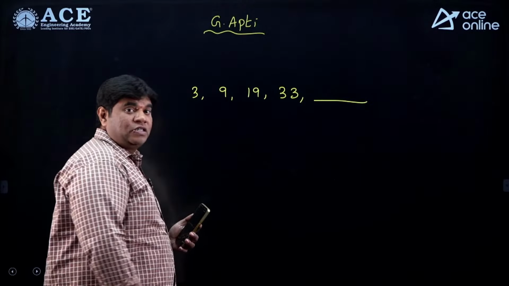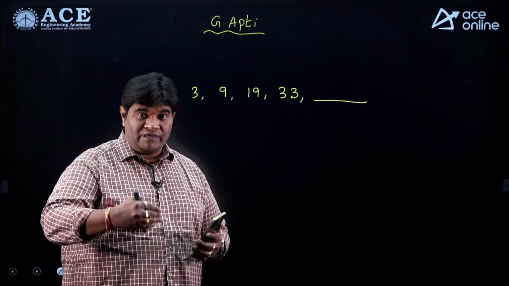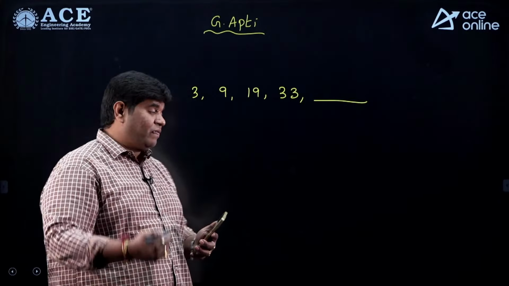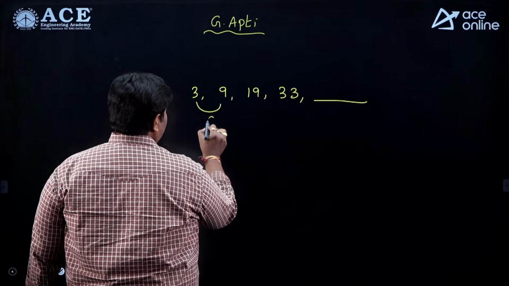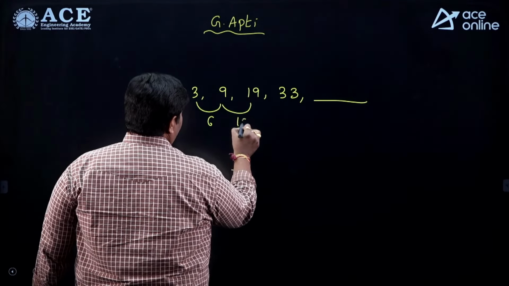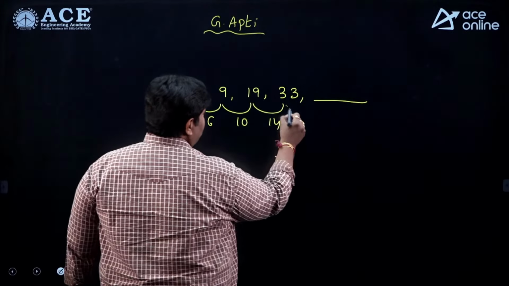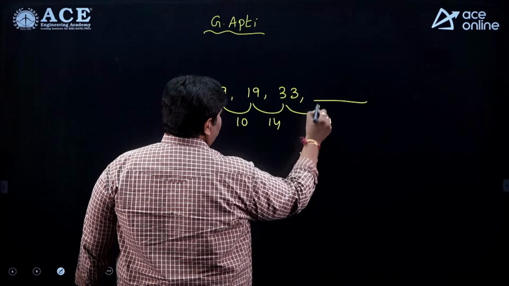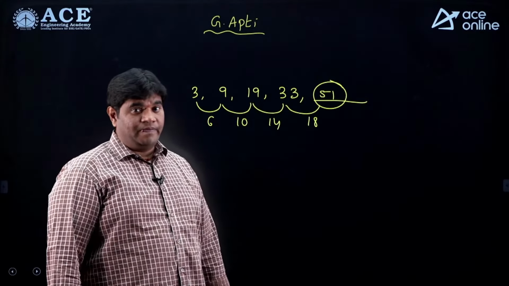Number of times we discussed in the classroom, based on the numbers: difference increase, difference decrease, difference multiplication, this type of concept. 99% it is very easy, apply the difference. Difference 6, next 10, next 14. Now observe 6, 10, 14. Next difference 18. So add these two, 51 is the answer. Okay, this is one problem.